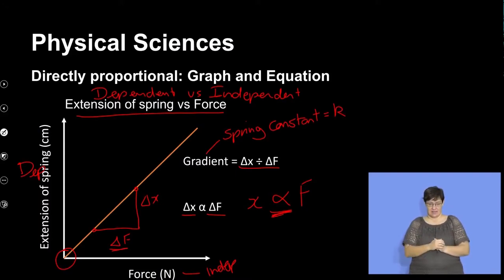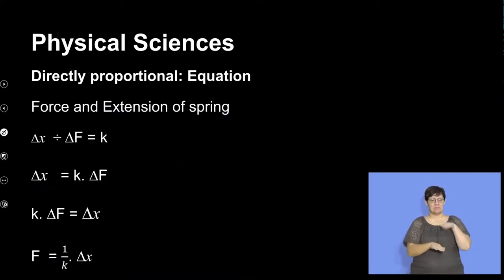So if we're going to put dependent, independent, and the constant together to make an equation, that shouldn't be too difficult. Let's see how we can do it. We're going to take it one step at a time. We know that the delta x, the extension, divided by the force is going to be the constant. That's going to be the spring constant.